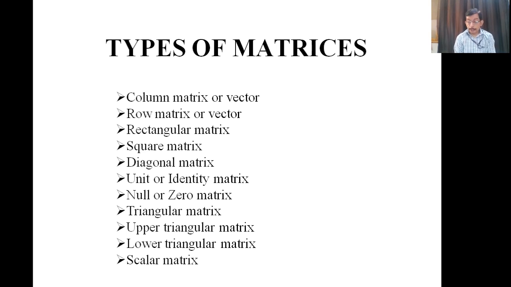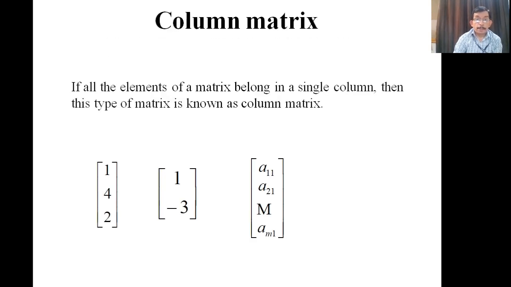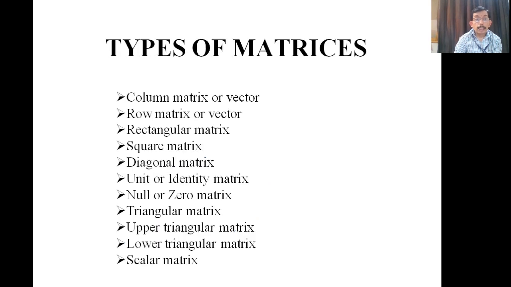Now we start the types of matrix. Types of matrix: column matrix, row matrix, rectangular matrix, square matrix, diagonal matrix, unit matrix, null matrix, triangular matrix, upper triangular, and lower triangular. These are the types of the matrix. One by one, I will discuss them. First is the column matrix.